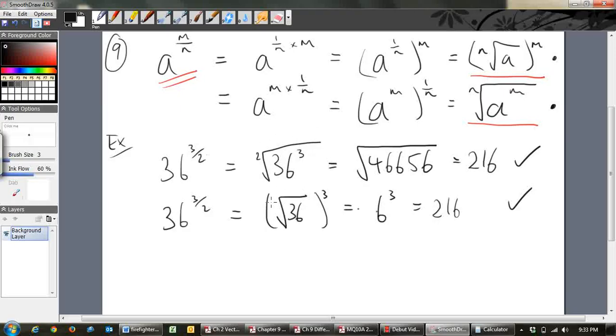Usually with these powers it's better to take the square root first because it keeps the number small, rather than it getting massive like this. Cool, let's do a couple more examples.